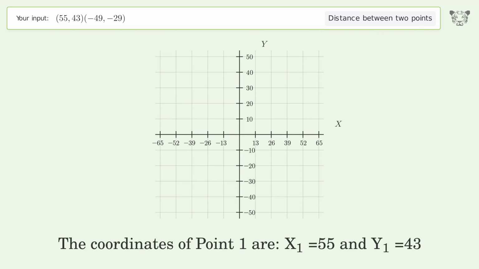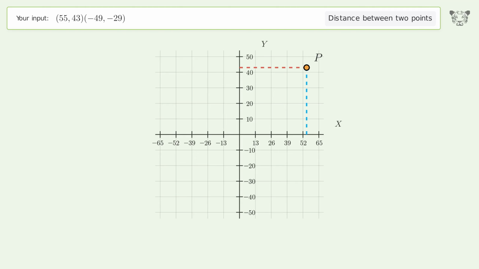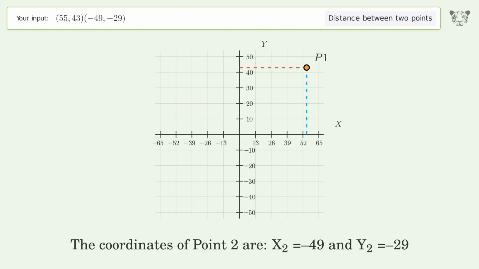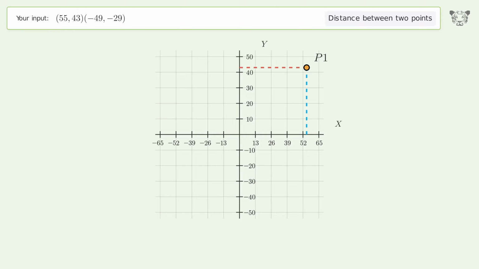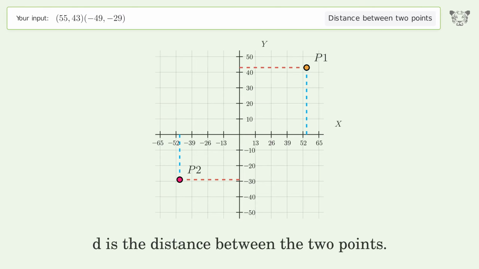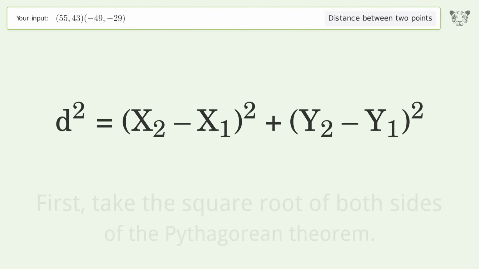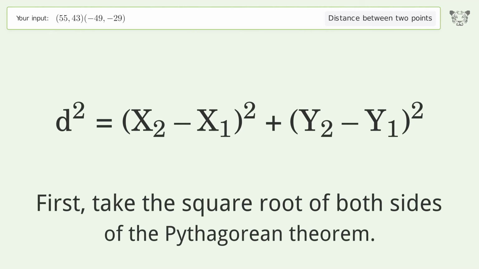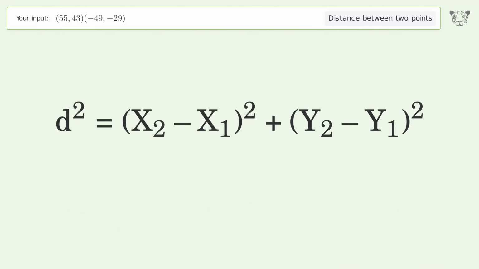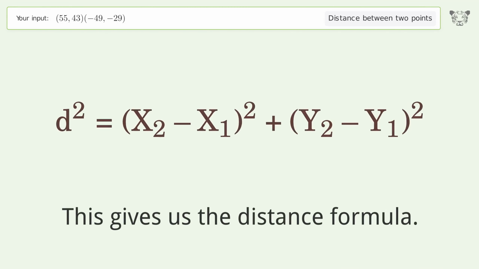The coordinates of point 1 are x1 equals 55 and y1 equals 43. The coordinates of point 2 are x2 equals negative 49 and y2 equals negative 29. D is the distance between the 2 points. First, take the square root of both sides of the Pythagorean theorem. This gives us the distance formula.